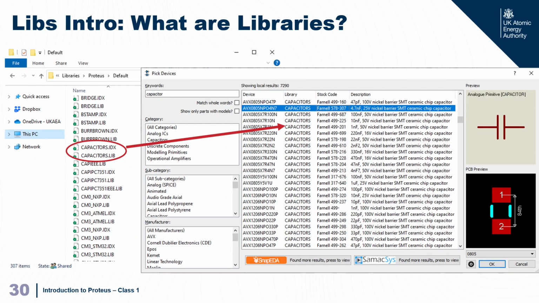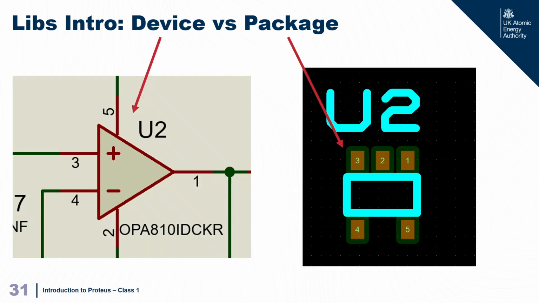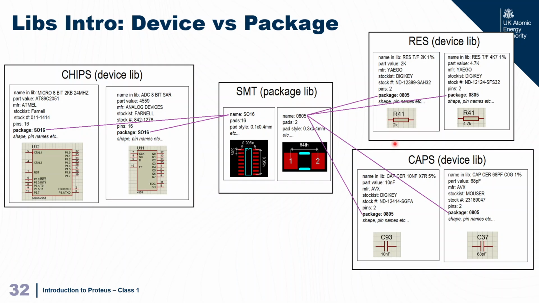And again, this is another way to view it in Proteus. It's important to make a distinction between devices and packages. A device is the symbol, like the schematic symbol, and it contains what footprint it needs. The package is just a footprint on its own. It's a very simple library.